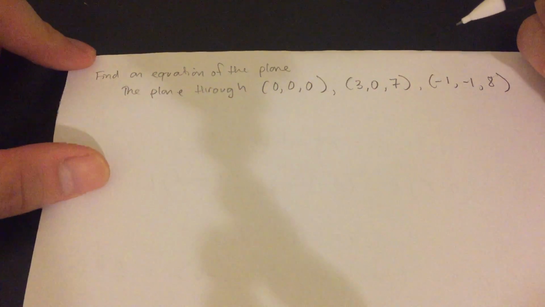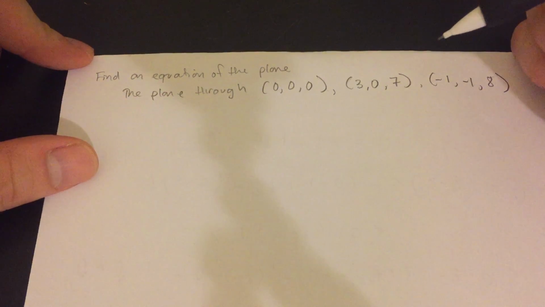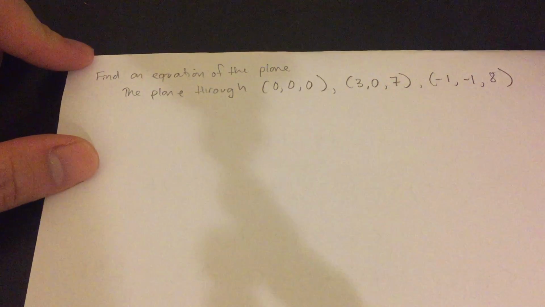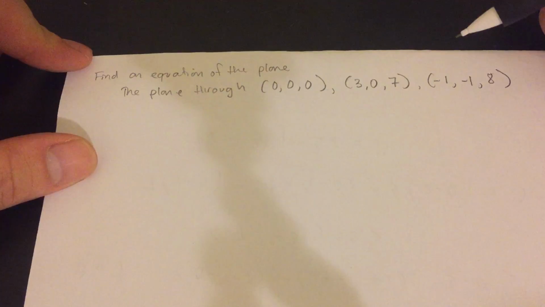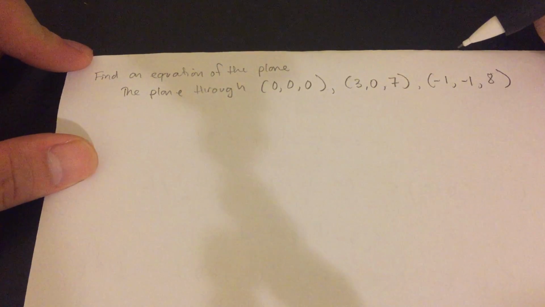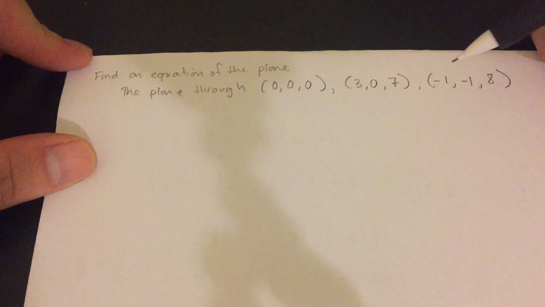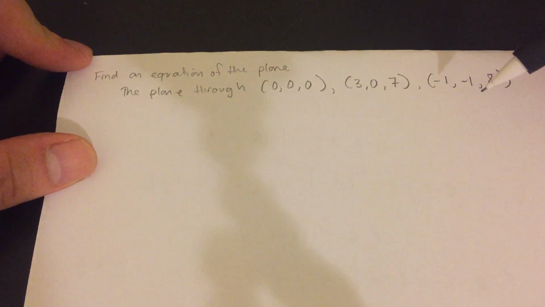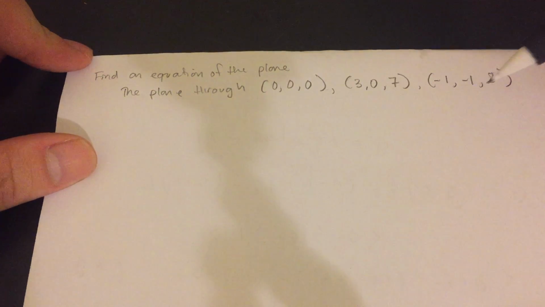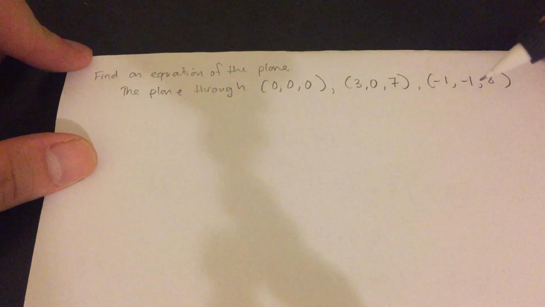Okay, so for this question, they ask you to find an equation of the plane and they give you 3 points. In order for you to find an equation of a plane, you would have to have points on the plane and a normal vector. But to find a normal vector, you would have to have two vectors, and take the cross product of two vectors.